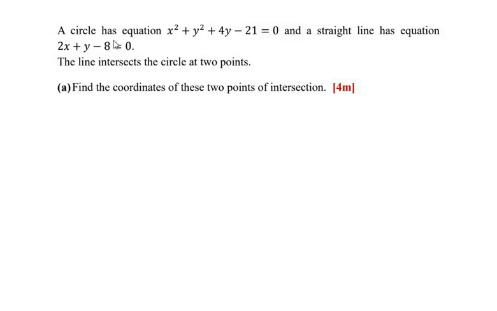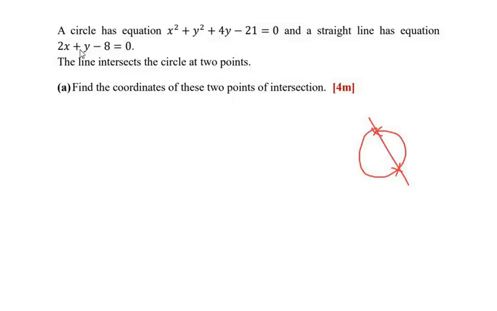Now here we have been given a circle equation and an equation of a straight line, and it is given that the line intersects the circle at 2 points. So let us say that this is our circle, for example. So let's say that the line cuts the circle at 2 points, that is over here and over here. So we need to find out the coordinates of these 2 points of intersection.